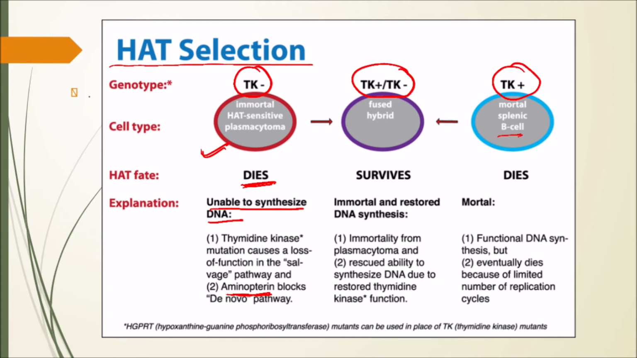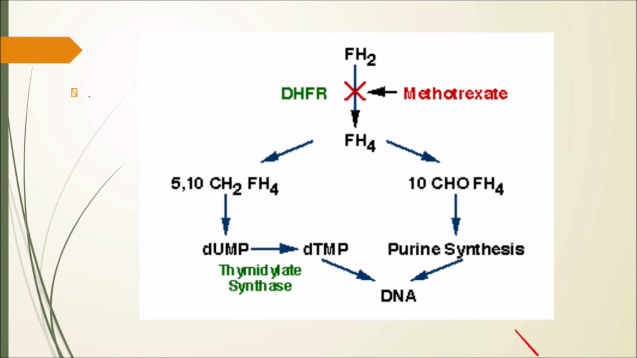These fused B cell and myeloma cell will survive because of the presence of B cells. B cells have HGPRT and TK both, so they are able to utilize the salvage pathway as well. That's why they can survive in the media. And the mortal B cell will also die because they are mortal in nature, so after a limited lifespan they will die. So here I have explained the mechanism.